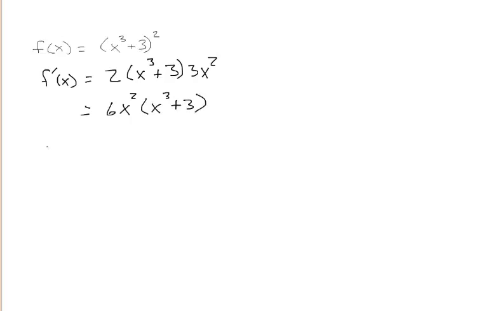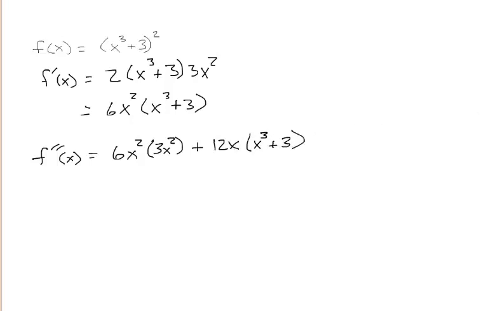And now I'm going to use the product rule to take the second derivative. So I have 6x squared times the derivative of x cubed plus 3, which is 3x squared, plus the derivative of the first term, which is 12x, times x cubed plus 3. And in this example, we see that the second derivative doesn't always follow the same rule as the first derivative. So you can take the derivative of a function and have it turn into a different derivative rule to take the second derivative. So you have to be careful.